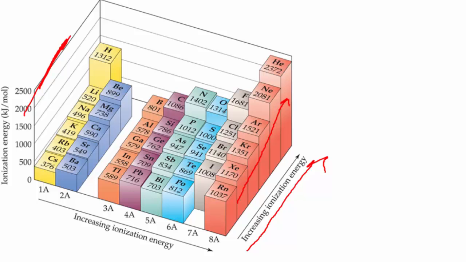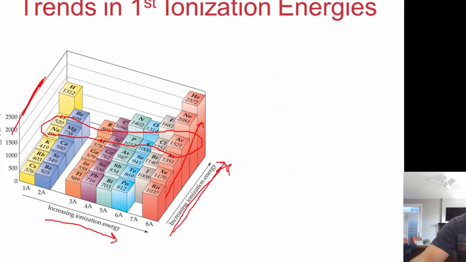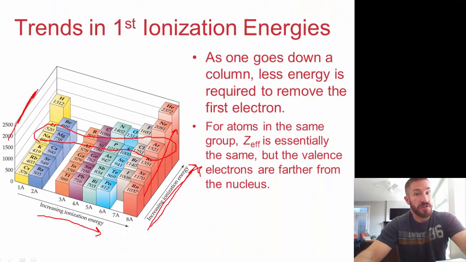The other trend we also mentioned, because we looked at the period of sodium all the way over to argon, is that ionization energy generally increases as you go to the right. And the reason for that is you have an increased effective nuclear charge going to the right. So going to the right, ionization energy increases, and going up a family, ionization energy increases because those atoms are smaller. That's basically what I just said.